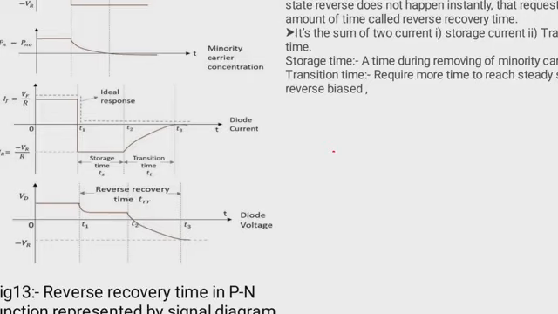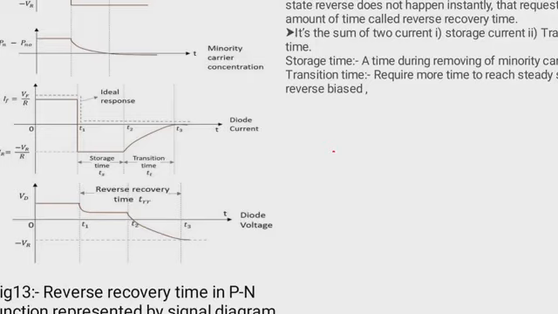This is the negative current which is flowing from the N side to the P side. This is the time duration during the removal of minority charge particles, and in a particular instant of time it is denoted by minus VR by R.